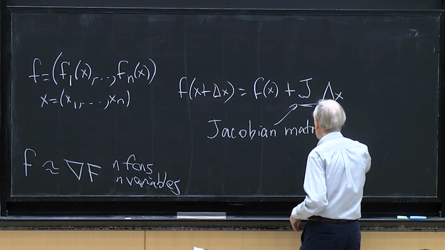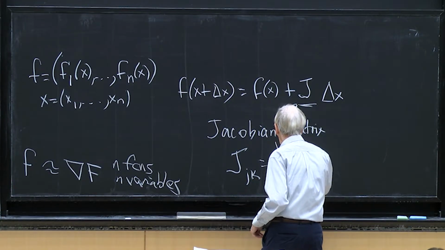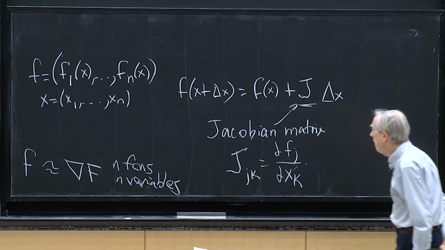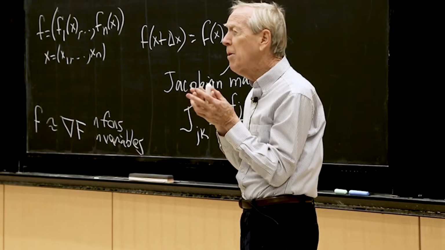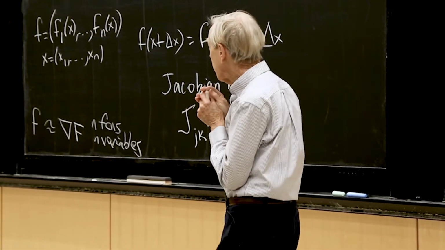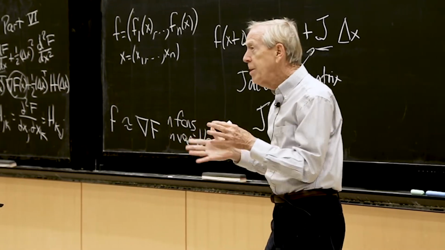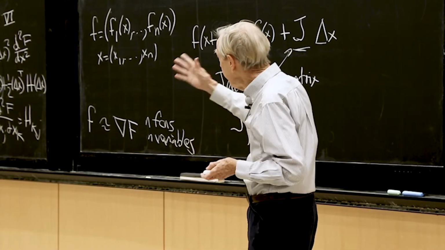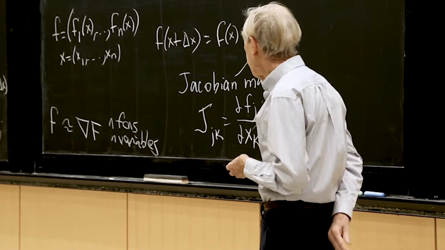And what are its entries? The jk entry is the derivative of the jth function with respect to the kth variable. And I'm stopping at first order there. Okay, so these are the facts of calculus. Facts of 1802, you could say. Multivariable calculus, that's the point. Notice that we're doing just like the first half of 1802, just differential calculus, derivatives, Taylor series. We're not doing multiple integrals. That's not part of our world here.